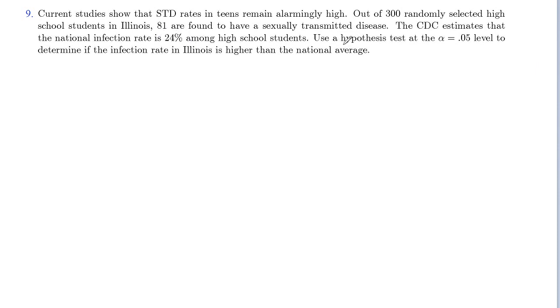We want to use a hypothesis test. So we're doing a hypothesis test with alpha equals 0.05 to determine if the infection rate... A rate is a ratio or a proportion. So a rate is equal to a proportion. So we're doing a hypothesis test of proportion.